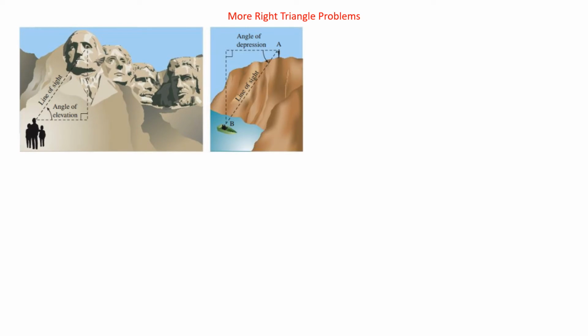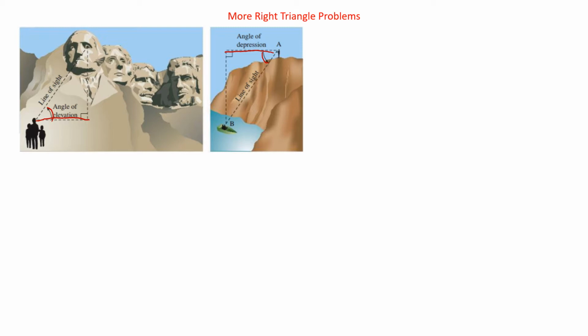So, some more right triangle problems. First, we have a little bit of vocab that's not really new, but more a blast from the past, back to geometry. And that's going to be the angles of elevation and depression. Both of these are from the horizontal. We have the horizontal and the angle of elevation. We have the horizontal and the angle of depression.